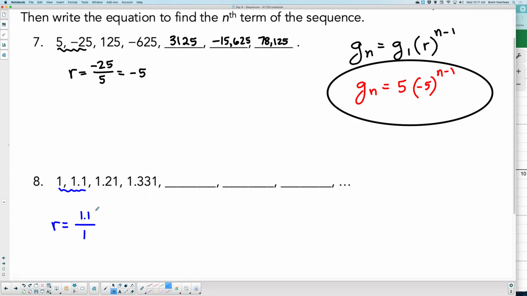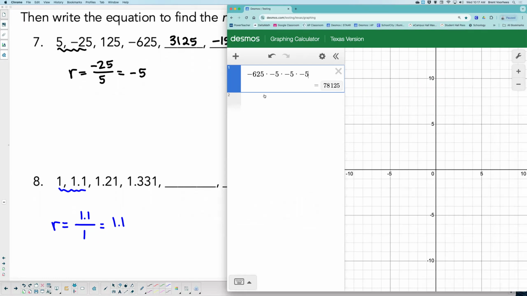Now this you probably know off the top of your head. What's 1.1 divided by 1? Not 1, but 1.1. So that's what we multiply by every time. So I'm going to start with this 1.331 and we'll multiply. Let's see what we get. 1.331 times 1.1. I get 1.4641.